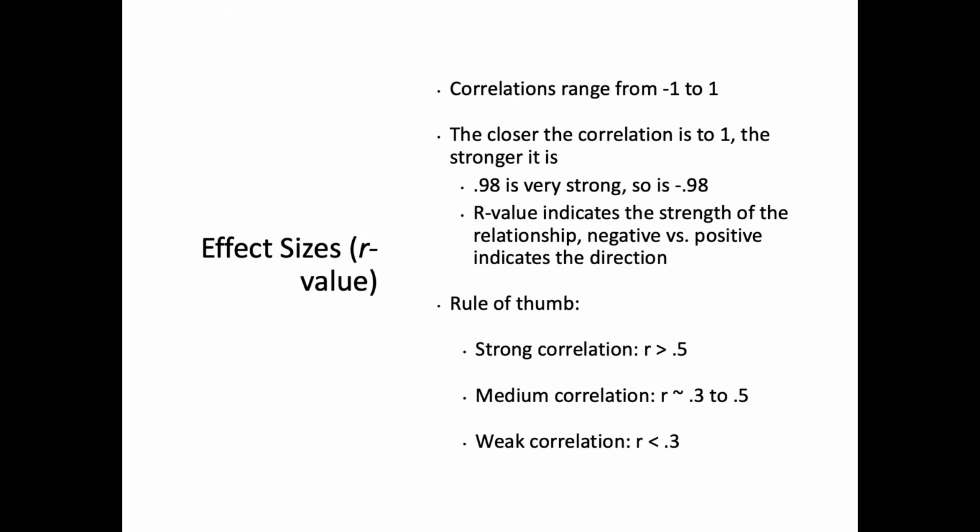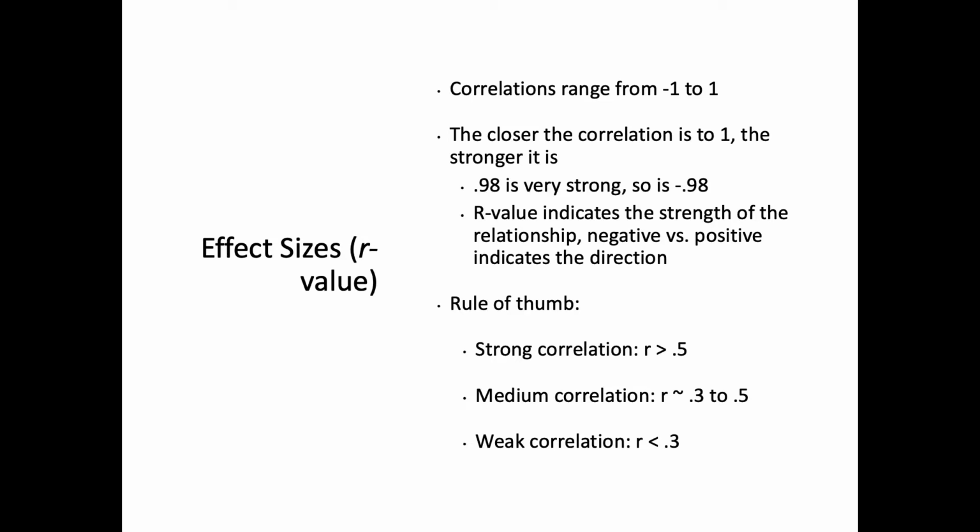To detect the strength of the correlation, we're going to use the r value. The r value, or the effect size of the correlation, ranges from -1 to 1. If it's a positive correlation, it will range from 0 to 1, and if it's a negative correlation, it will be from -1 to 0. The closer the correlation is to 1, the stronger it is. Both positive or negative 0.8 will be a strong correlation. The positive or negative sign just indicates the direction of the correlation.